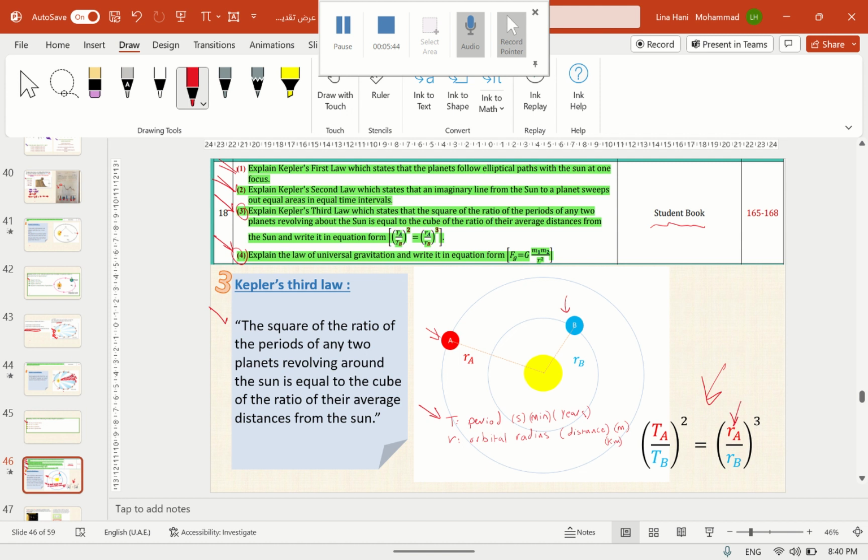R is called the orbital radius. It's the distance between the center of the sun and the center of the planet. And you can see that it is the radius of the orbit that the planet follows around the sun.